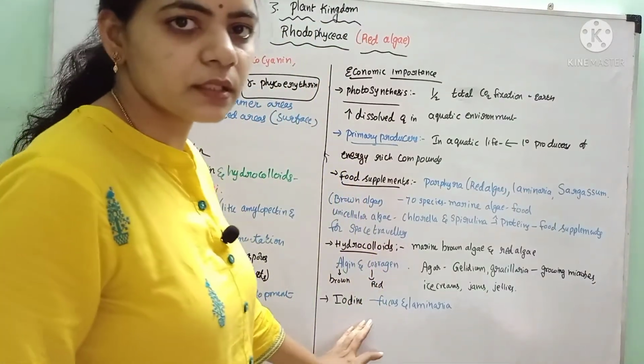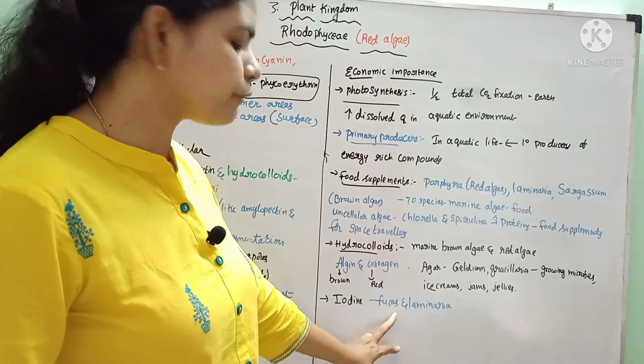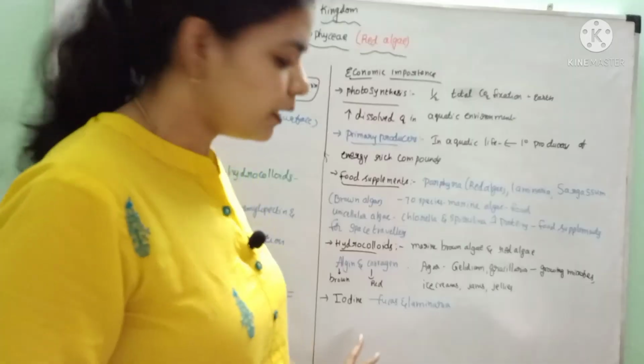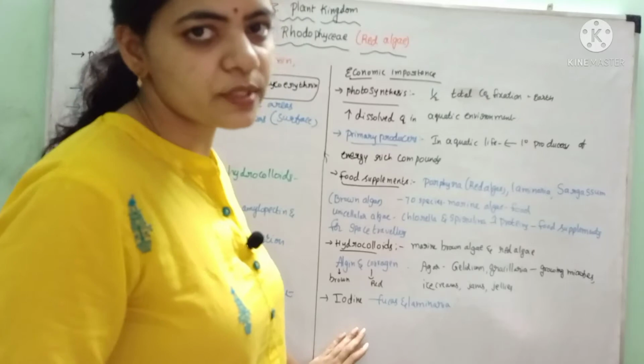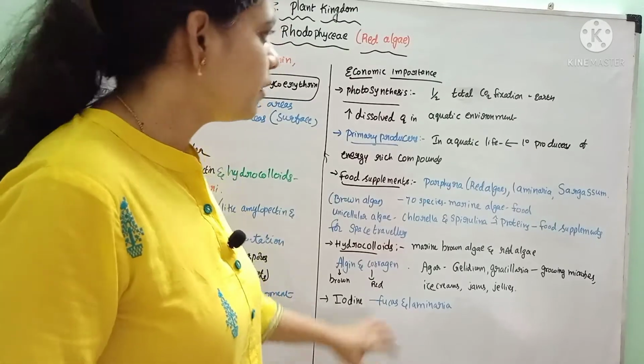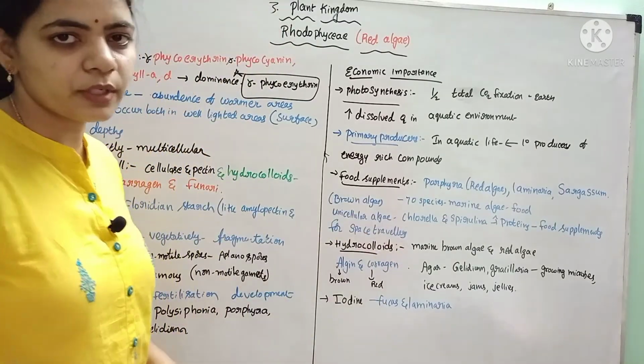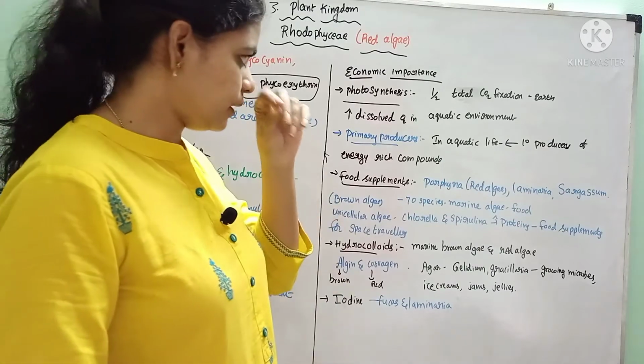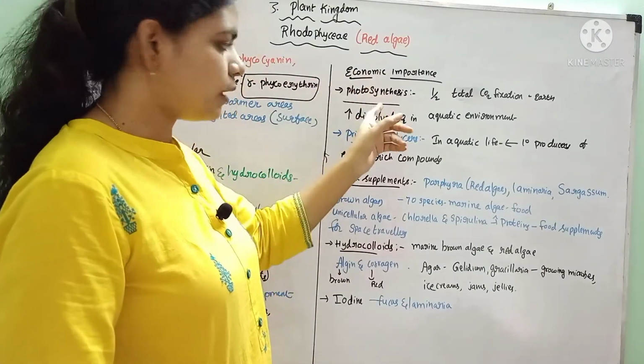And some of these members of brown algae like Fucus and Laminaria are rich in iodine, hence they are used as iodine supplements also. So this is about the economic importance of the algae.